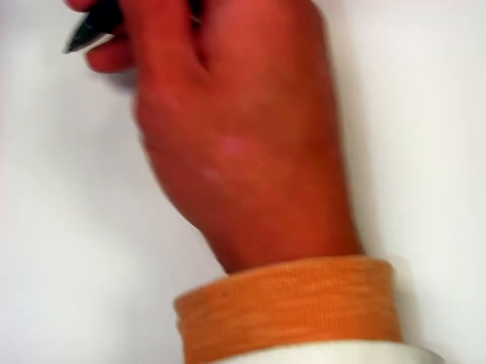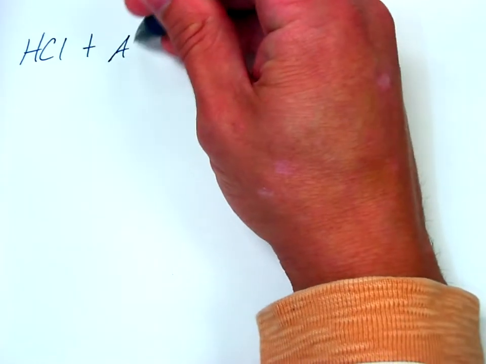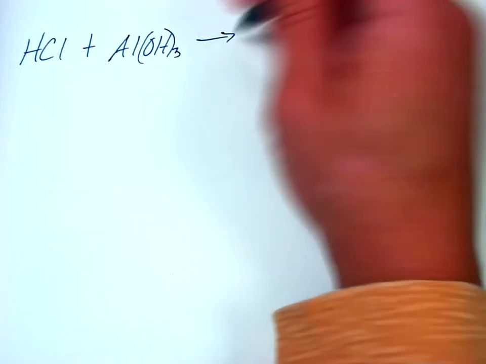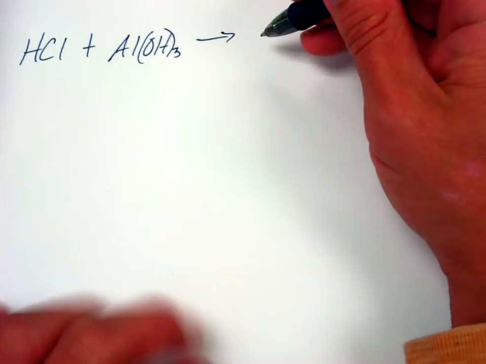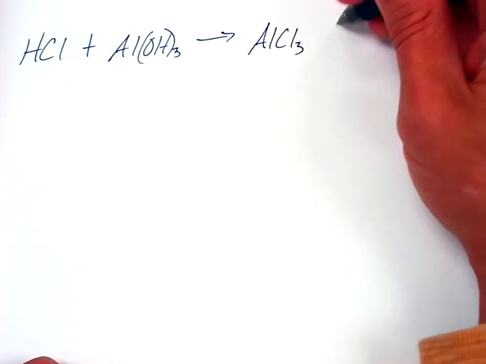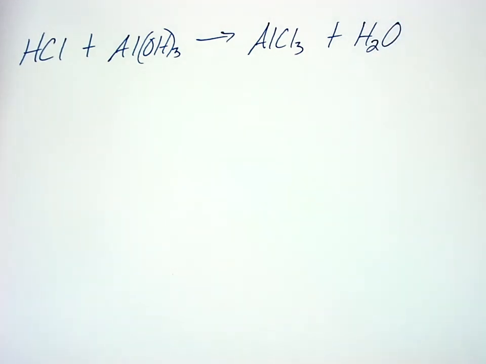All right, so it looks like the titration is going to be HCl reacting with aluminum hydroxide. So let's show that. Let's go HCl reacting with aluminum hydroxide. All right, we've got neutralization here, so we know that water is going to form, and the salt in this case is going to be aluminum chloride.